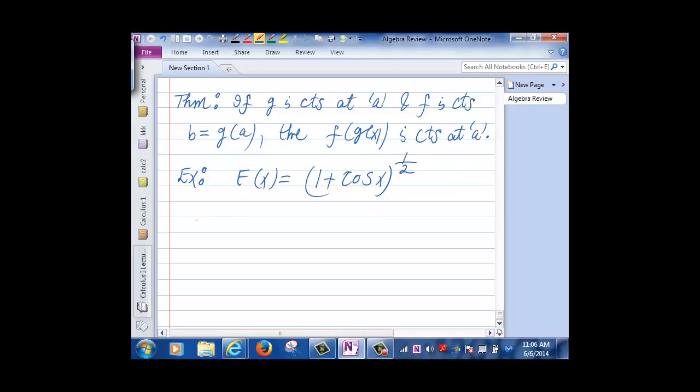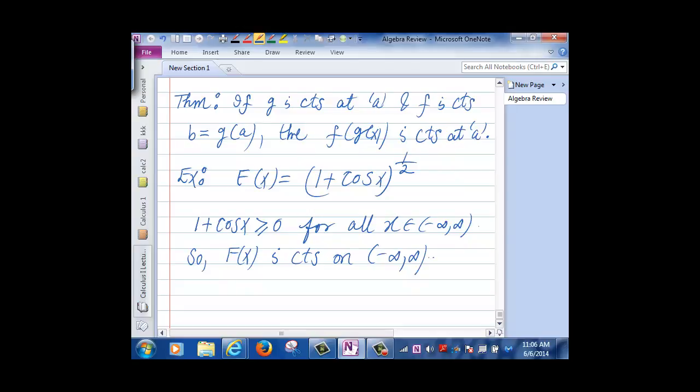So then I could say that, well, it's continuous everywhere. Okay, so 1 plus cosine x is non-negative for all x between negative infinity and positive infinity. So f of x is continuous on negative infinity to positive infinity. Is everybody okay with that?